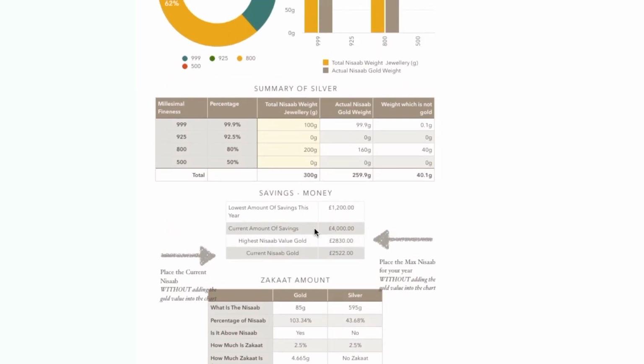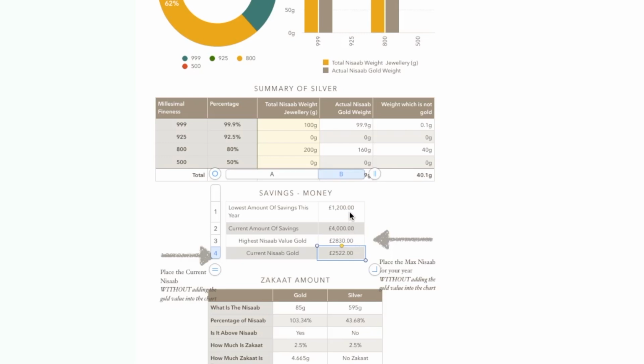Now, the default numbers in the fields we have here, 2,830 pounds and 2,522, are accurate as of today, June the 10th. But as time goes on, these values will change, as you'll see in a minute. So you'll have to update this if you use it in the future.